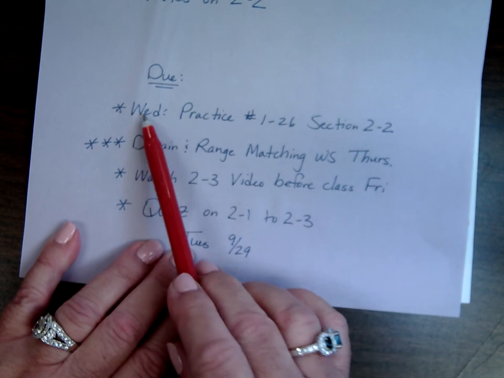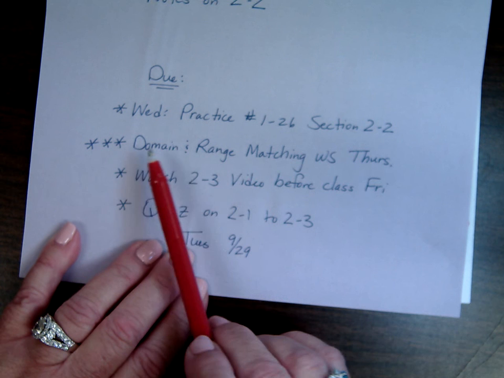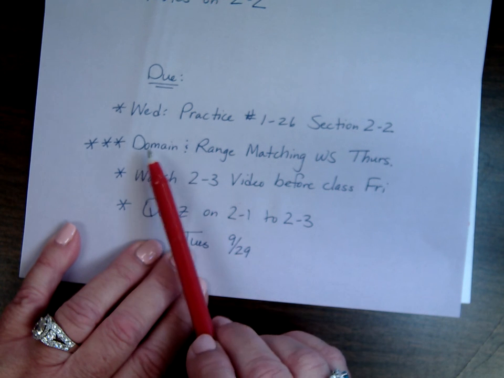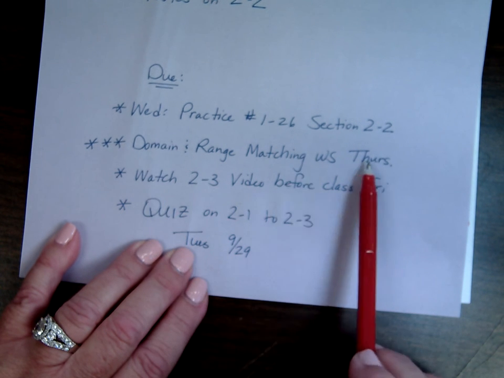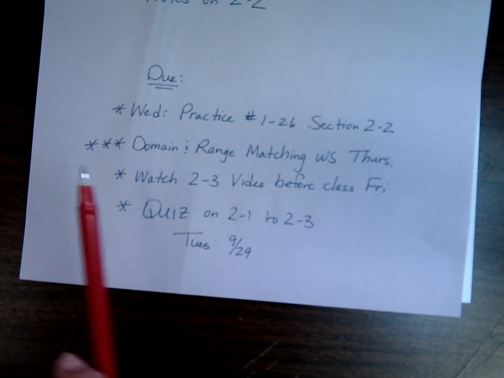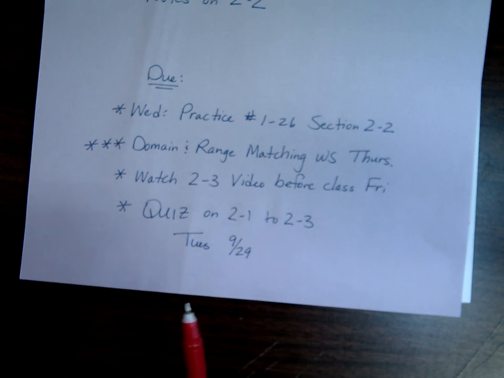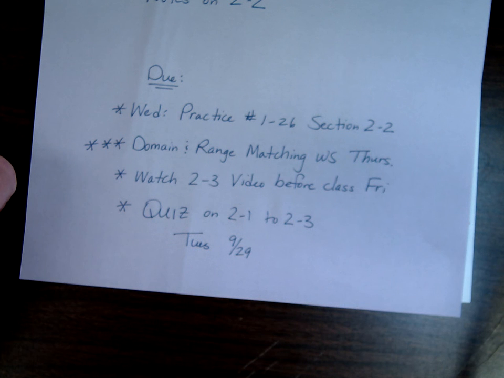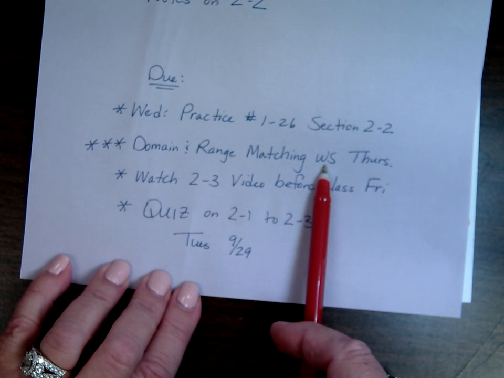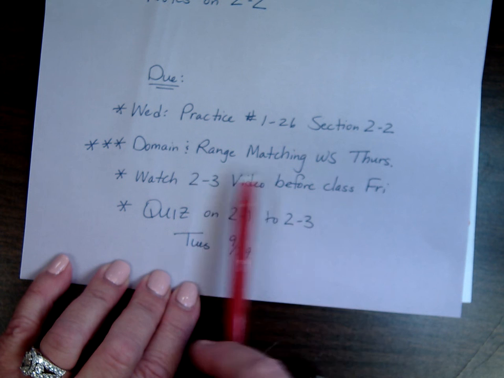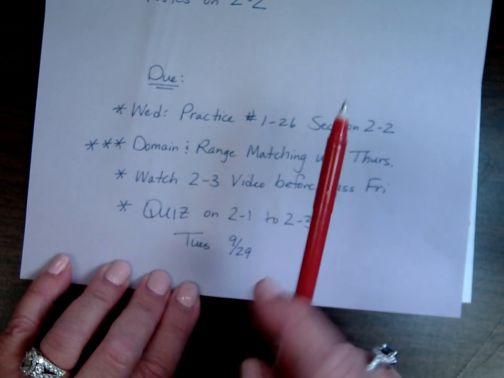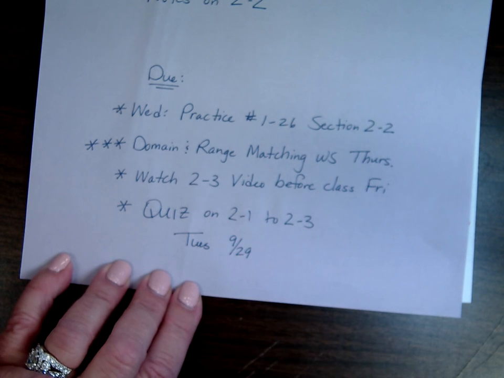Then I posted this on our Classroom page. There's a domain and range matching worksheet where I give you the domains and ranges, and I give you pictures, and you have to decide which one's which. So it's matching numbers with letters. That's going to be due for Thursday. You don't have to print that out. If you can do it on regular paper, that's okay too. So you'll see the matching activity. It's on our Classroom page.